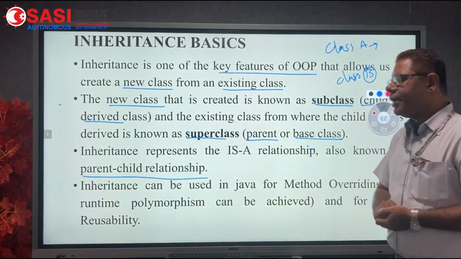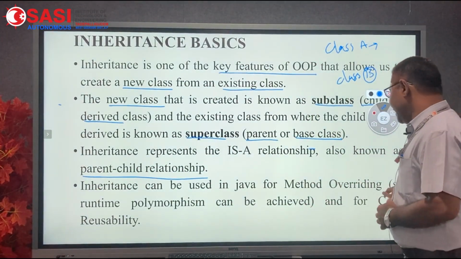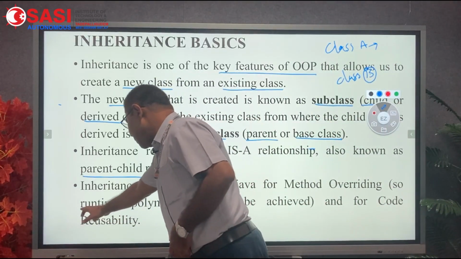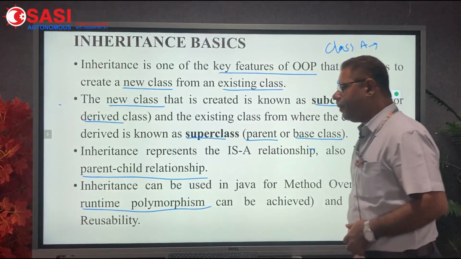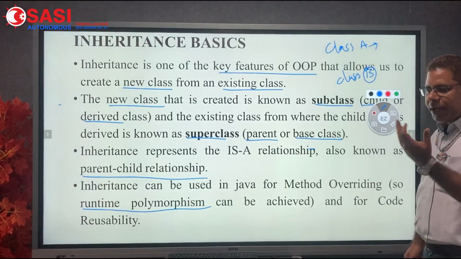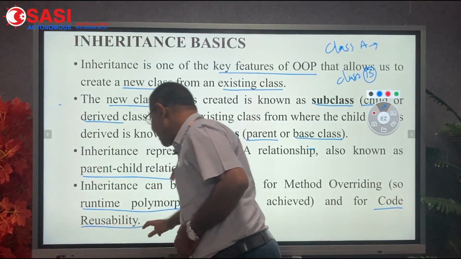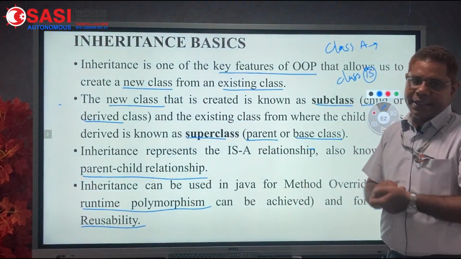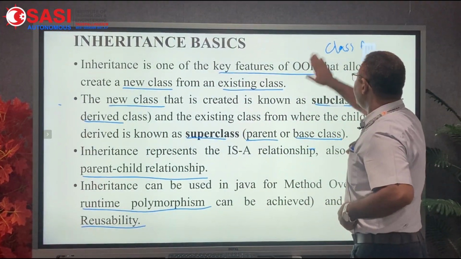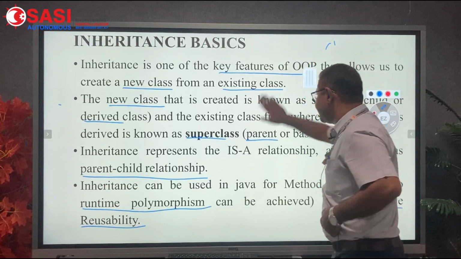So the main advantage of inheritance is that we can achieve runtime polymorphism. Another advantage of inheritance is code reusability. So these are the two advantages of inheritance. Now we can see what the different types of inheritance are.